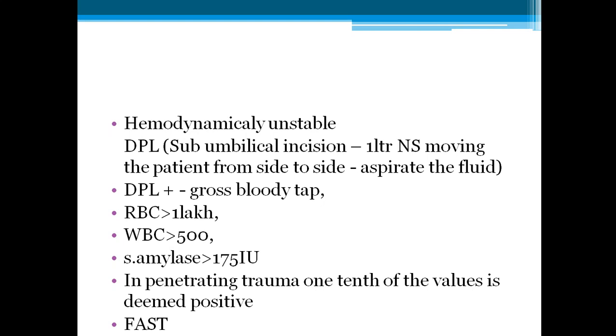Examine the aspirate, see whether there are more than 1 lakh RBCs, more than 500 WBCs, and the serum amylase is more than 175 units. These all are suggestive of a positive diagnostic peritoneal lavage. This is applicable to blunt trauma abdomen. Whereas in penetrating trauma, one-tenth of these values is deemed positive. So that is about diagnostic peritoneal lavage.